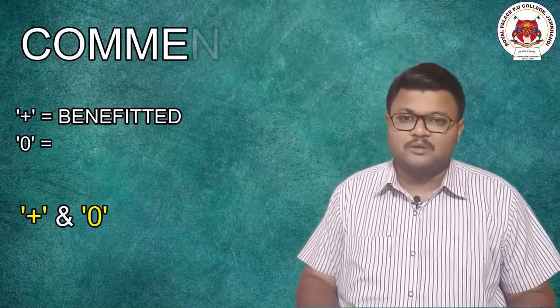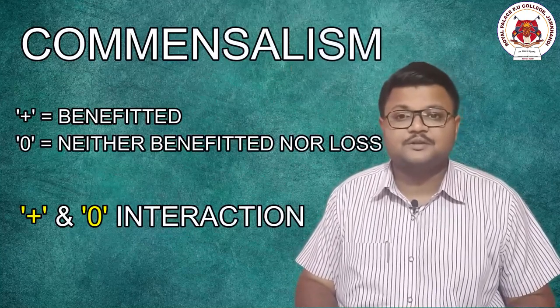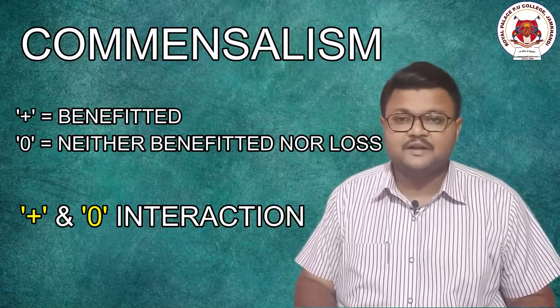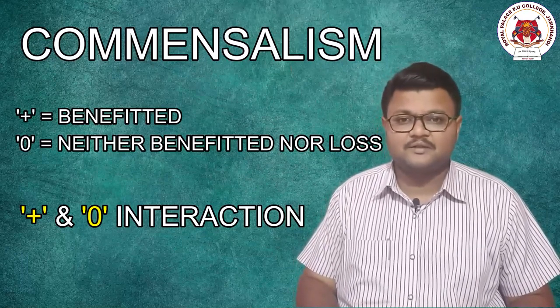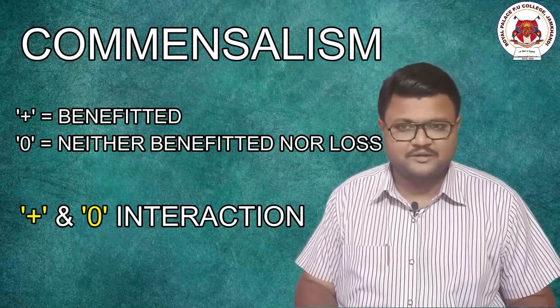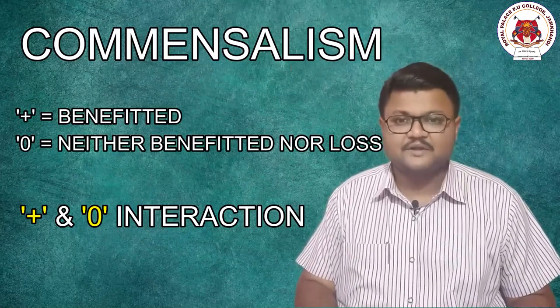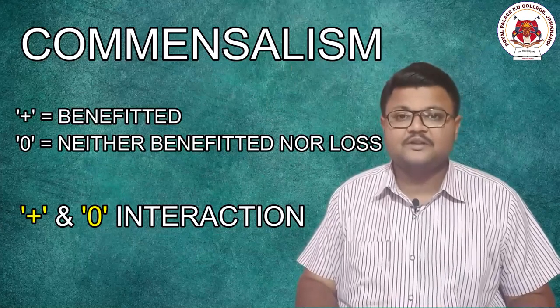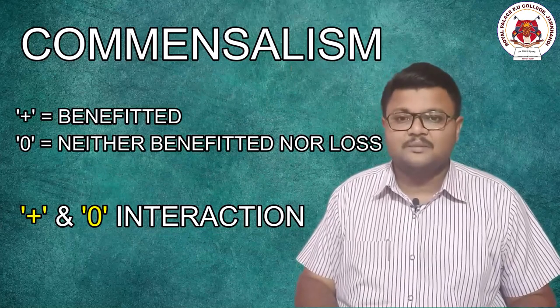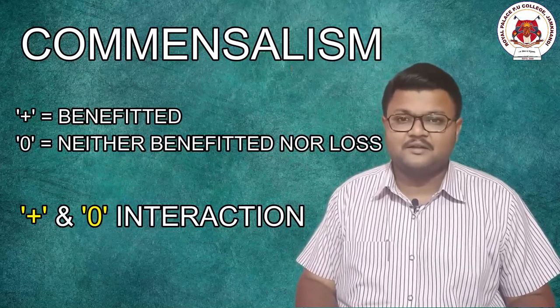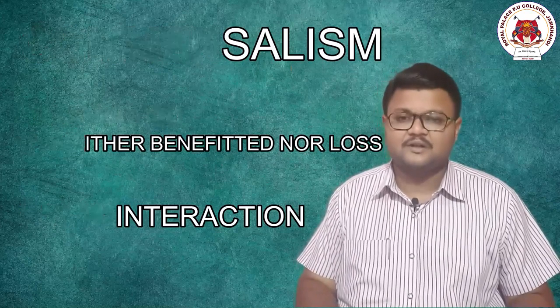Commensalism is that kind of population interaction wherein, of course, there should be two types of organisms. One type of organism is benefited, signified as plus, and the other type of organism is neither under loss nor profit, which means it is not getting any kind of benefit or loss from the other organism, represented as zero, that is neutral interaction. So commensalism is the interaction wherein one organism is benefited and the other is neither benefited nor harmed. Let's get started with some of the examples given in our NCERT textbooks.